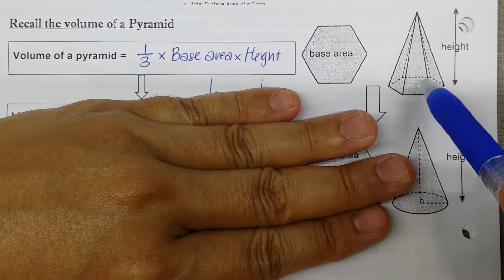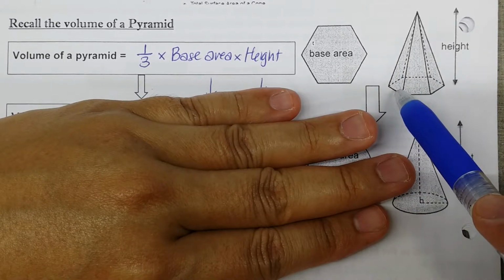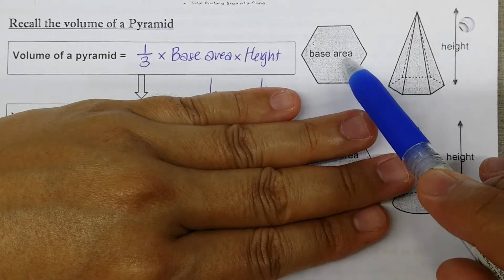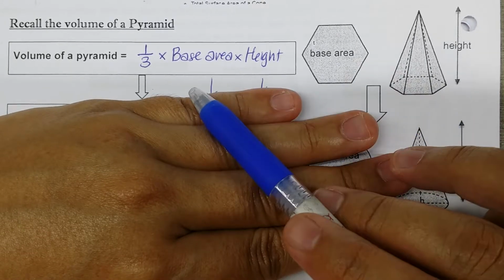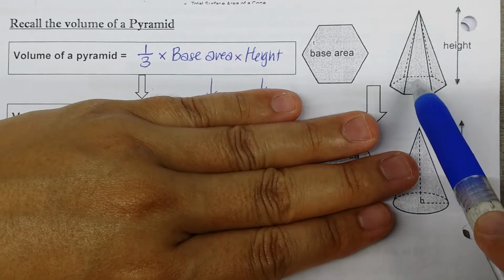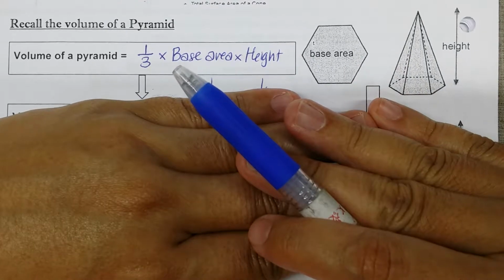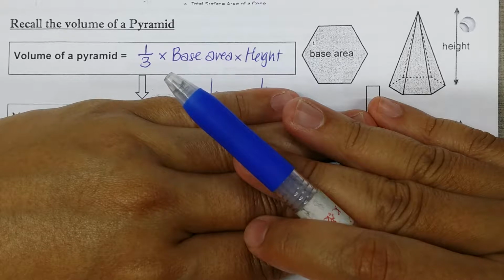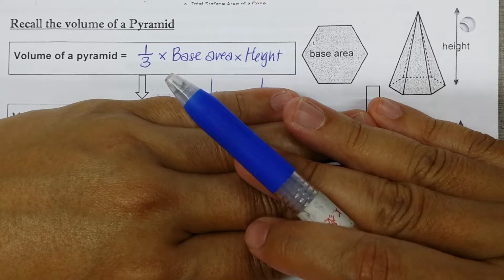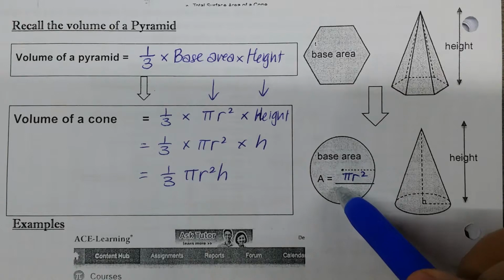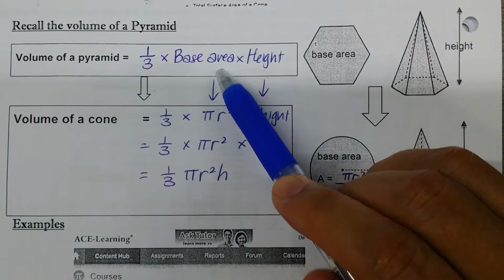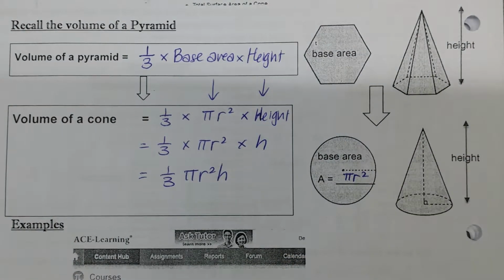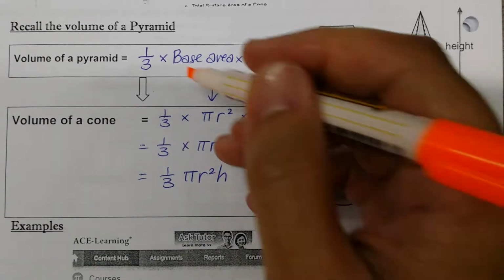For example, this is a hexagonal pyramid. The base area is here. So the formula is 1/3 times base area times height. But can you recall for cone, what is the base area? Yes, it is a circle. So if the base area is a circle, we replace the base area with pi r square.